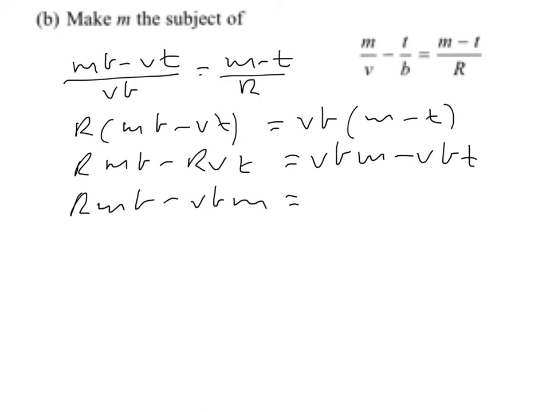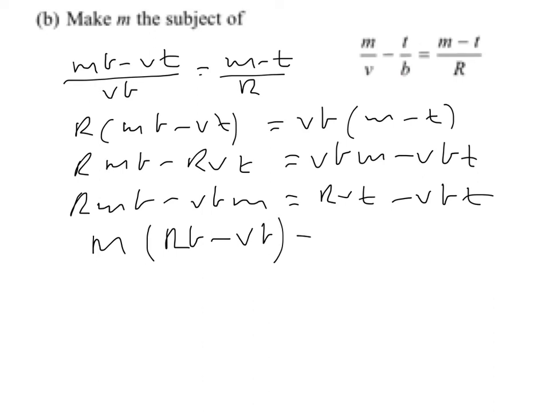Now we want to get m's on the same side and move everything else away from m, so we'll leave the rmb on the left, and we will bring vbm across. It must change its sign, and then we will move minus rvt across to become plus rvt. We can put that at the front and leave minus vbt where it is. We now factorise, so on the left hand side I'm going to isolate the m. I know there's a b there as well, but we want to make m the subject. So it's rb minus vb times m. On this side, in factorising we can see that we've got a v and a t, so it's vt times r minus b.